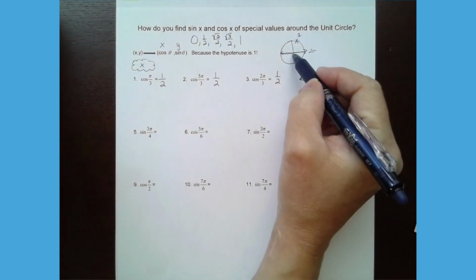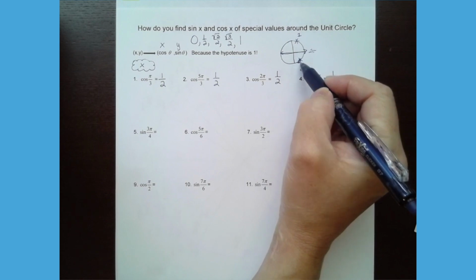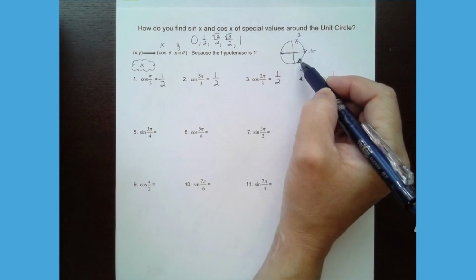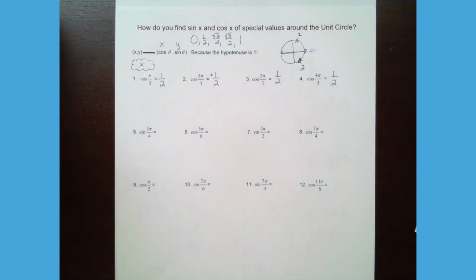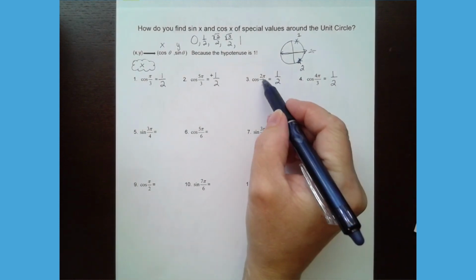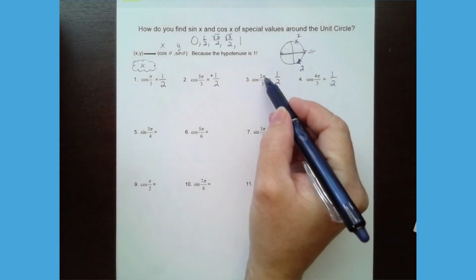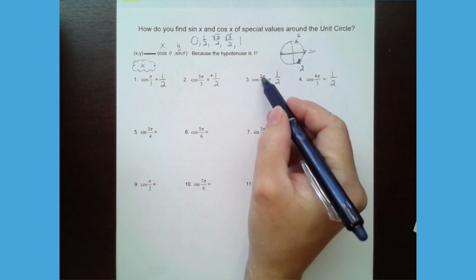To get there, I go right 1 and down. I don't really care about the down because I'm talking about cosine. So I'm putting a plus here for emphasis. You normally don't put a plus there because it's known to be a positive number if there's not a sign. All right, 2 pi thirds. Well, 2 pi thirds, 2/3 is almost a 1.